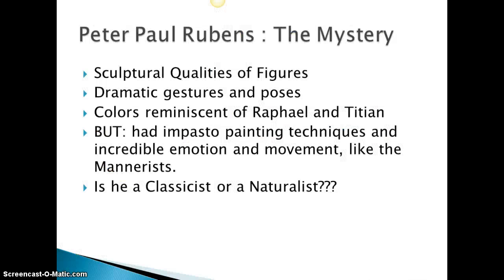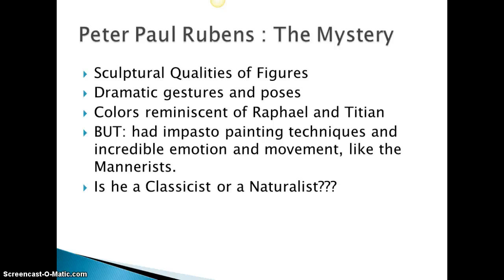Here's another one that we have to figure out if he's a classicist or a naturalist, and that's Peter Paul Rubens. He is the mystery. He had sculptural qualities to his figures, which kind of look like sculptures. So something that we would see in early Baroque periods, also with classicists, right? But he had these dramatic gestures and poses. Colors are reminiscent of both Raphael and Titian. But he had impasto painting techniques and incredible emotion and movement like the Mannerists. So what in the world was he?